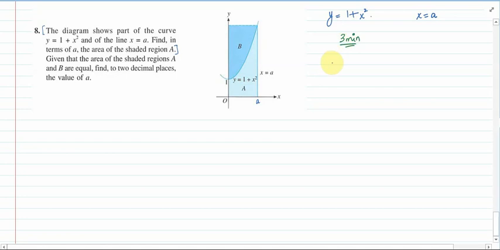Alright, so when you are going to integrate the function, the integral of 1 is x, and the integral of x square is x cube divided by 3, and we have the limits from 0 to a. So when you place the value, it's a plus a cube divided by 3, and that is your area A of the shaded part.